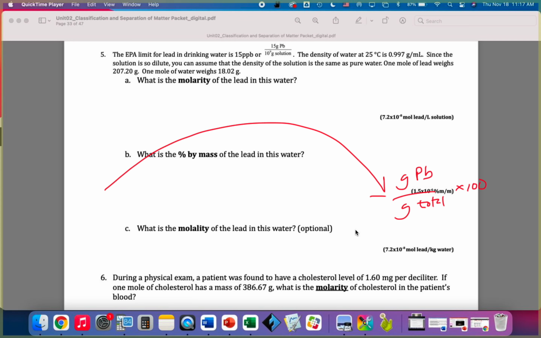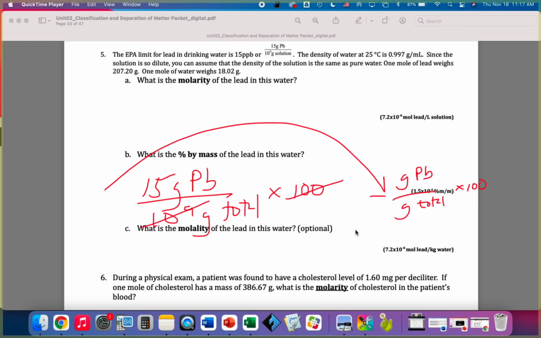Well, I already know what the grams of lead and the total grams is. So it's 15 grams of lead divided by 10 to the 9th grams total. So that is the definition of like a fraction by mass. So now all we have to do is multiply by 100. So 100 on top, 10 to the 9th on the bottom. 2 powers of 10 are going to cancel out 2 of those. So we'll get 10 to the 7th on the bottom, which we could move to the top and make it 10 to the negative 7th.